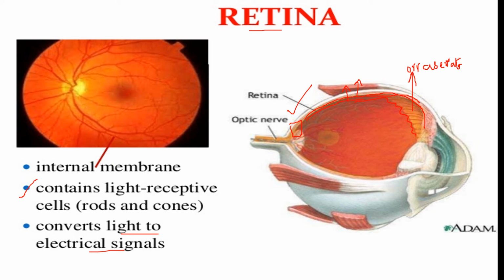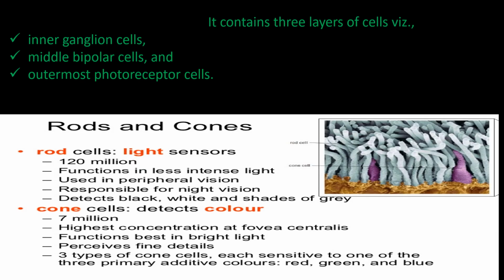Now coming to the neuronal layer. The neuronal layer consists of three cells, that is the inner ganglionic cells, middle bipolar cells and outermost photoreceptor cells. The outermost photoreceptor cells are nothing but the rod cells as well as the cone cells. The most widely dispersed cells are the rods, and they function in less intense light or dim light, and are used in peripheral vision or night vision. They just detect black and white or shades of green.